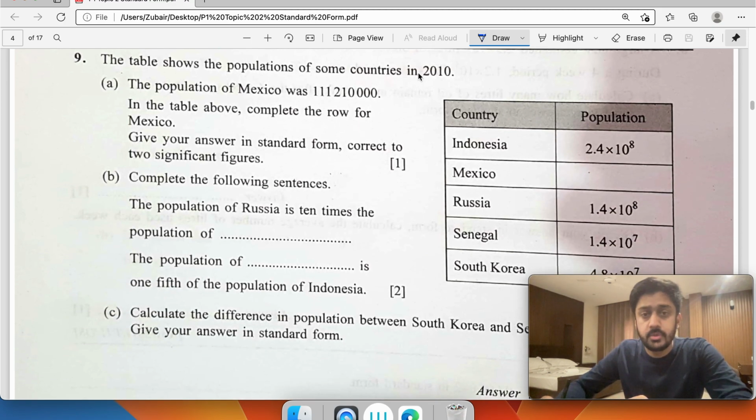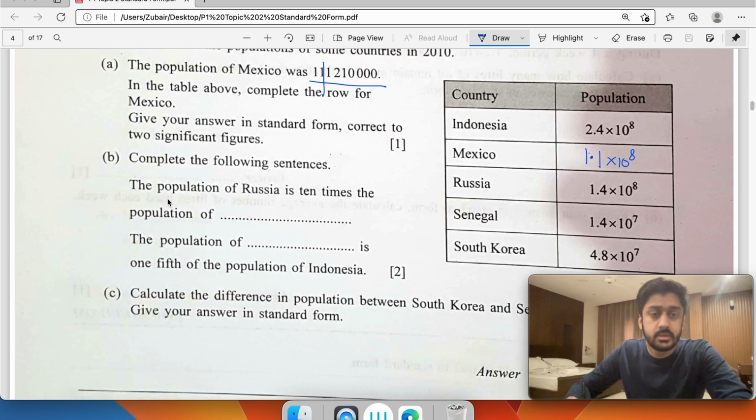The table shows the population of some countries in 2010. The population of Mexico was this. In the table above, complete the row for Mexico. Give your answers in standard form, correct to 2 significant figures for Mexico. So 2 significant figures. This is right here. So this becomes 1.1. And we count the remaining numbers. 1 2 3 4 5 6 7 8 times 10 raised to the power 8.